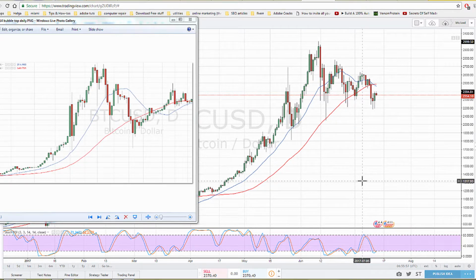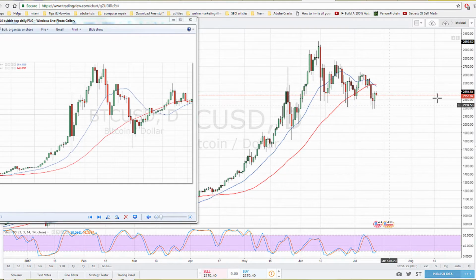What I have here is the chart for Bitcoin versus USD from Bitfinex, and this is the one-day candles. And what you can see on the left is also the chart for Bitcoin USD one-day candles from Bitfinex, but this is from the previous bubble at the end of 2013. I have been showing this for the past few videos.